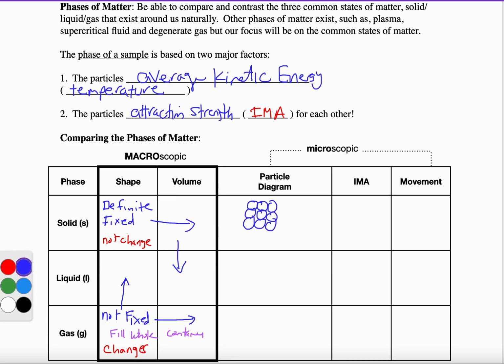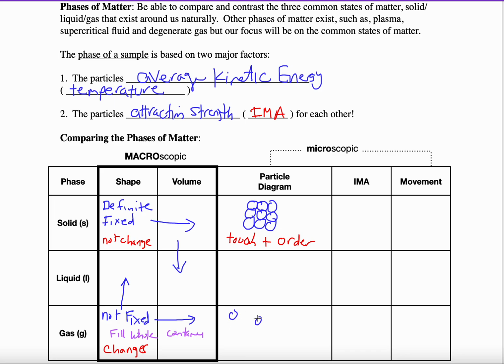And one of the things that you should notice is that when I draw this, the particles touch each other. I should say touch. And they maintain order. So they're organized, or they are placed in order. Now, a gas being the complete opposite of a solid, its particle diagram should be the opposite.